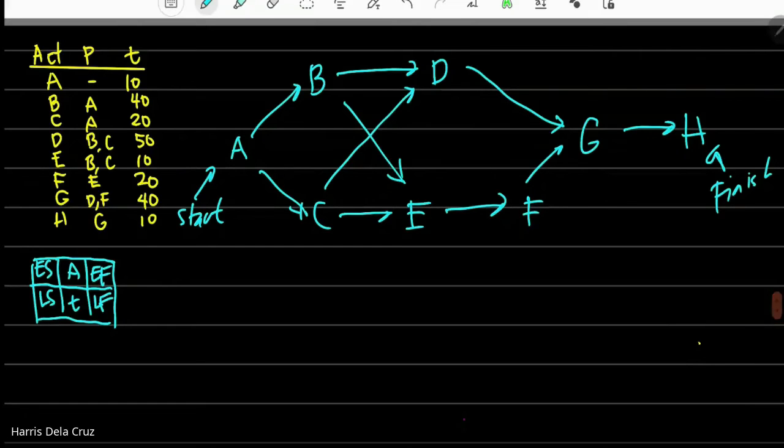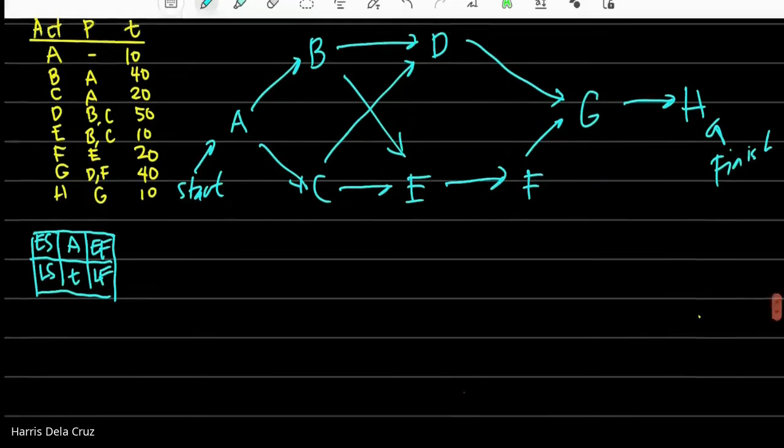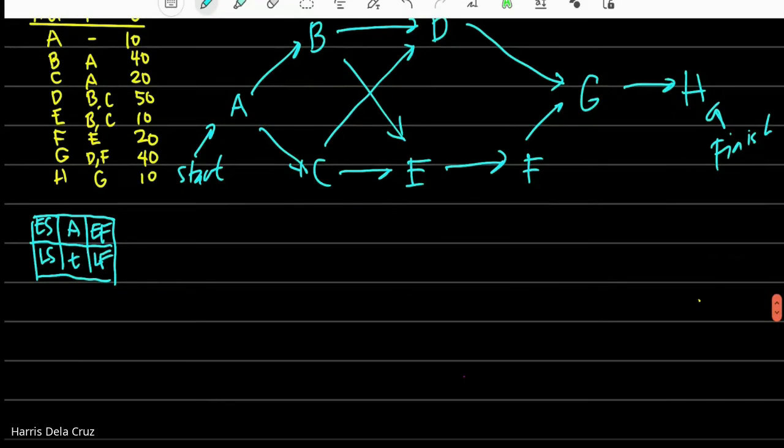Okay? So, ES is early start, earliest possible time na pwede mo siyang start yung activity A. EF is earliest possible finish, so that depends on T. LS is the late start, ano yung latest na pwede mo siyang start? LF is the latest na pwede mo siyang ma-finish. Yan. Okay. So, lahat ng vertices, lalagyan ko niyan. So, let me copy that.